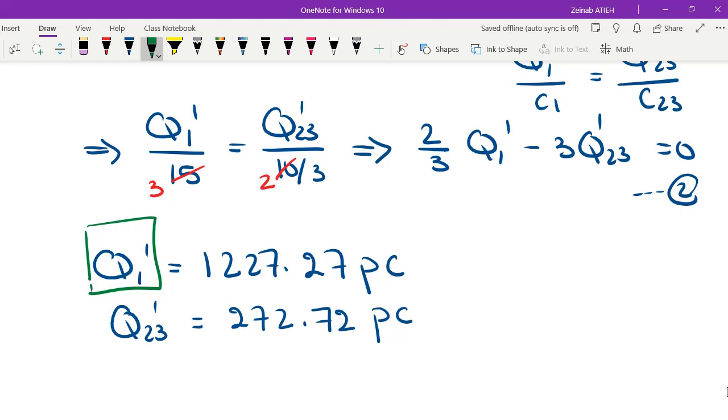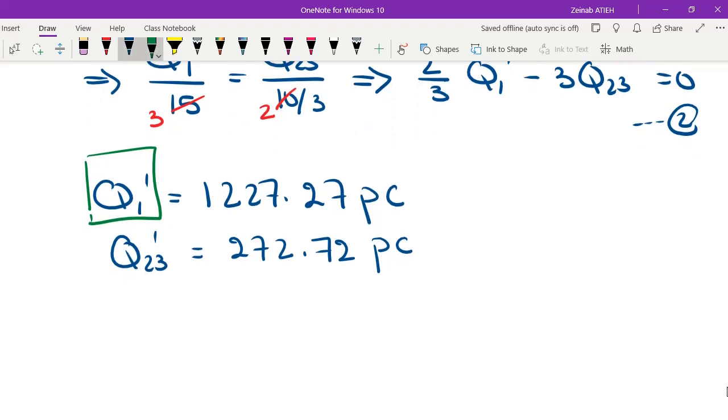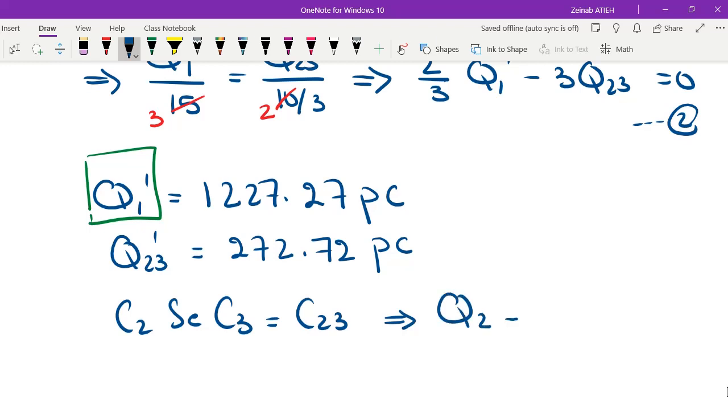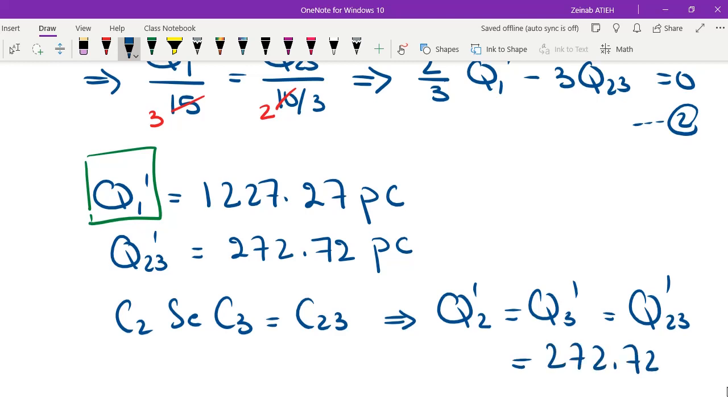I found Q23 prime. I know that C2 and C3 were connected in series, so C2 in series with C3 gave me C23. So these capacitors have the same Q, so Q2 prime is equal to Q3 prime, equals Q23 prime, equals 272.72 picocoulomb. This is how I found Q2 prime and Q3 prime.